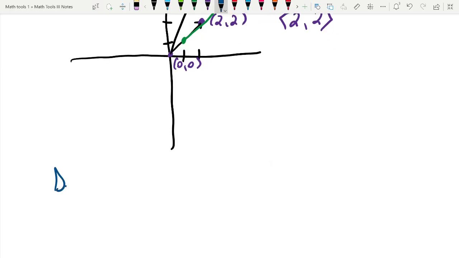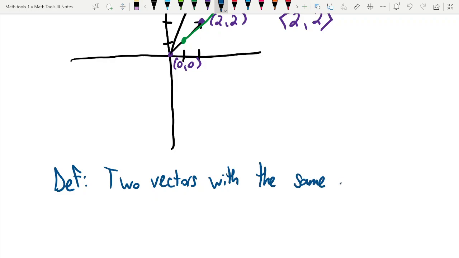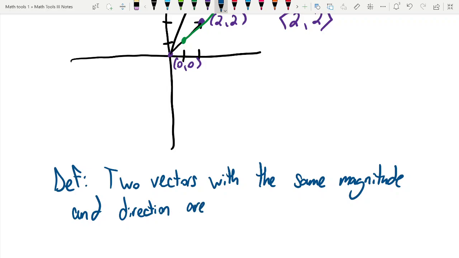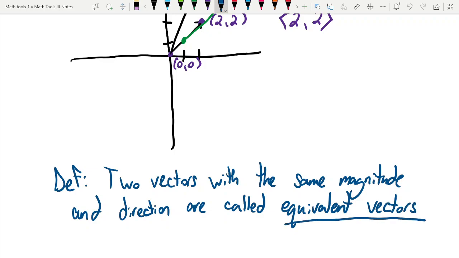So let's just kind of write down the things we have so far. So definition: 2 vectors with the same magnitude and direction are called equivalent vectors. Okay, so that's the definition for equivalent vectors.